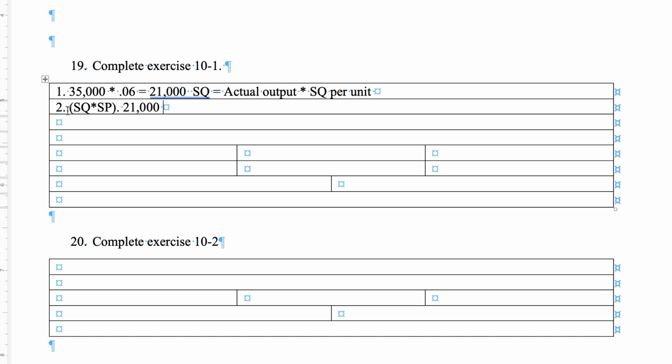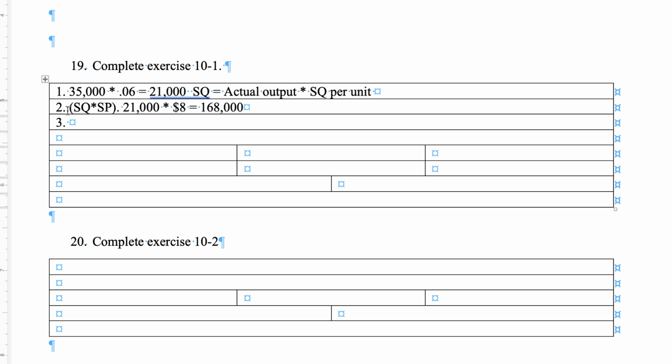21,000 times the standard price. Well, the problem tells us that the standard price is $8 per kilogram. So I'm going to say times $8. That equals $168,000. Okay? Now let's look at 3.